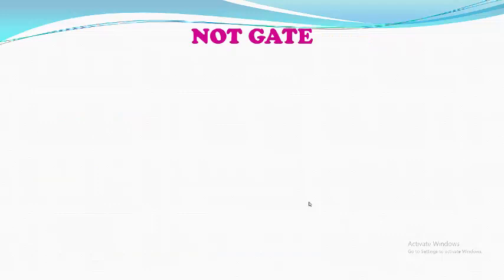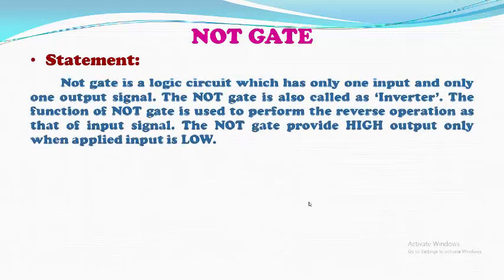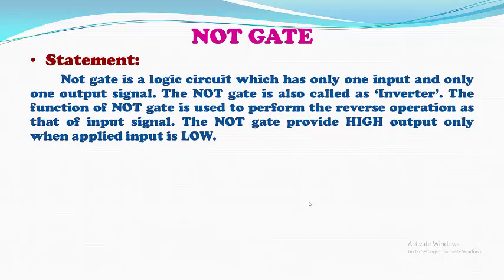Now we will see very first basic gate, that is nothing but NOT gate. The NOT gate is a logic circuit which has only one input and only one output signal. The NOT gate is also called an inverter. The function of NOT gate is to perform the reverse operation as that of input signal, and the NOT gate provides high output only when the applied input is low.